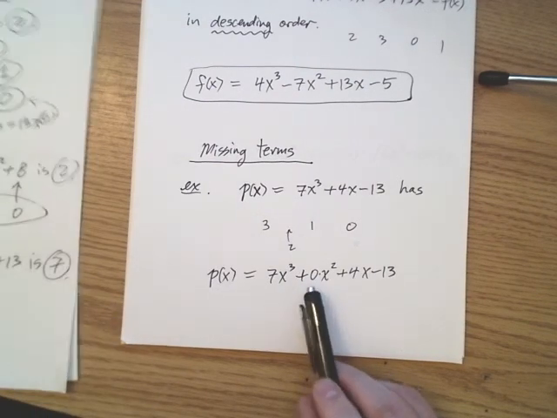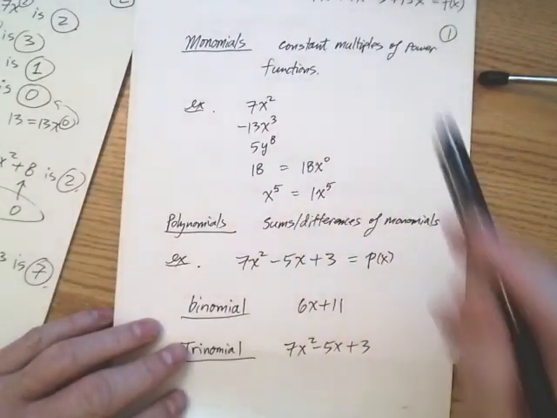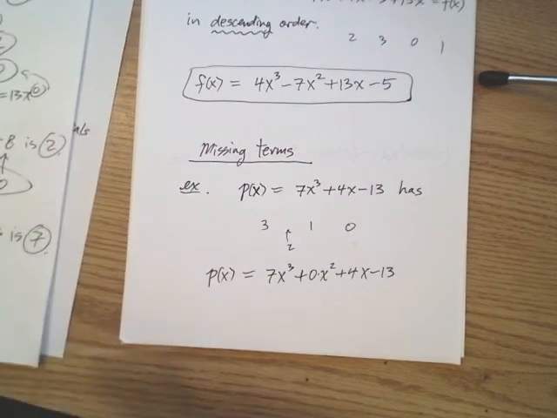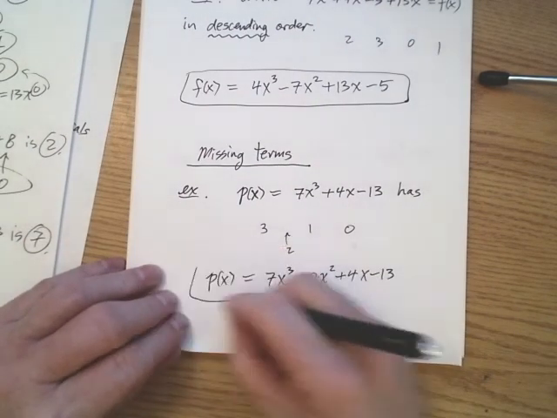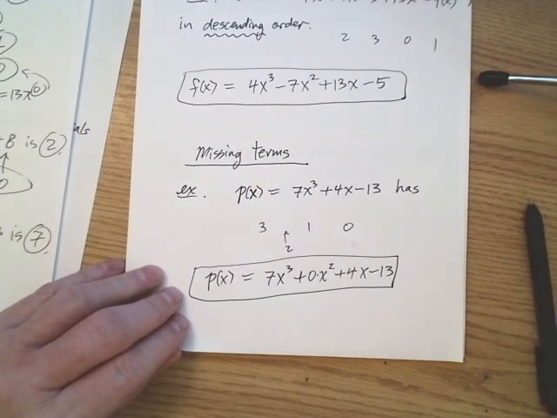Oh, I probably didn't even say that, though. You're familiar with it, no doubt. When I'm talking about constant multiples of power functions, the multiple in the front is sometimes called the coefficient. Okay? The coefficient. So there, anyways, I've rewritten that polynomial in descending order.